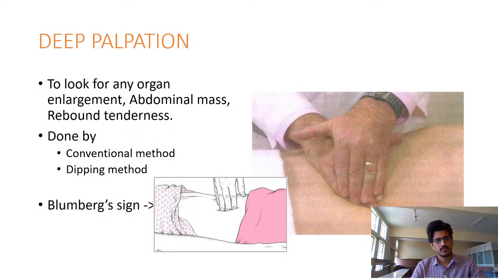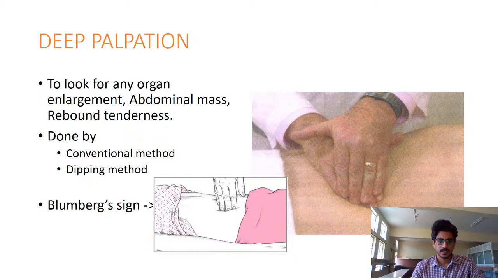And this is deep palpation, to look for any organ enlargement, abdominal mass, or rebound tenderness. This is done by the conventional method and the dipping method. In the dipping method, you use two hands and dip the abdomen and allow the patient to inhale.